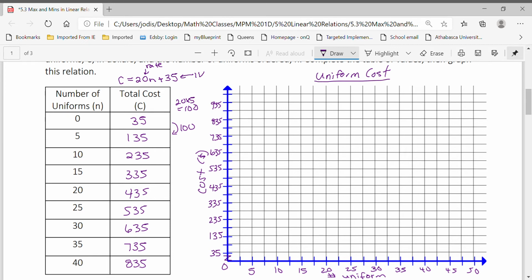Okay. All right, so then let's graph this. So at 0, we've got 35. 5 is 135. 10 is 235. 15. 20. 25. 30. 35. 40. 45 and 50. Oh wait, no, 50 doesn't fit. Take it back. Alright, so let me draw a line here. Hopefully a somewhat straight one. There we go. Okay, so we've got a graph here.